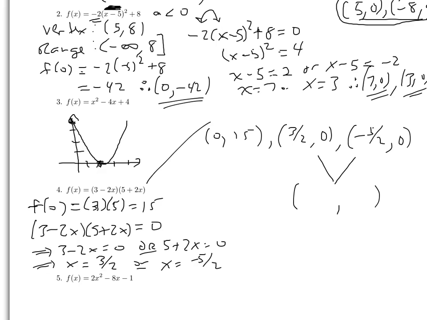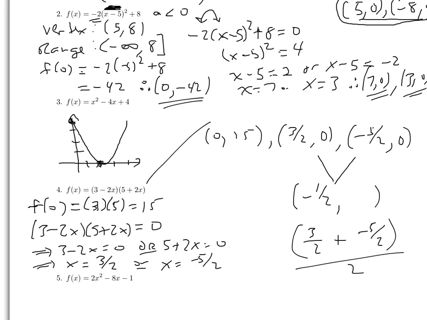So the x-coordinate of the vertex is going to be halfway between 3/2 and negative 5/2. The way I get a number that's halfway between two numbers is just take the average. So if I add 3/2 and negative 5/2 and divide that by 2, that's the average of those two numbers. In the numerator, 3/2 plus negative 5/2 is negative 1, divided by 2. So negative 1/2 is halfway between x equals 3/2 and x equals negative 5/2.